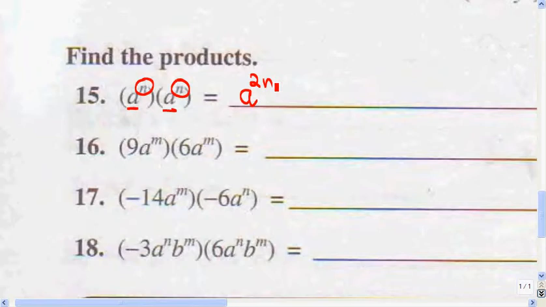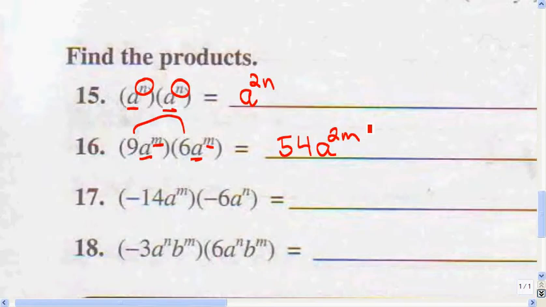Got it? Okay. Again, look at the signs. What's the signs? They're both positive, so our answer is positive. Then look at the numbers. What's 9 times 6? It's 54. Then you look at the variables. We got A's, right? So we're going to put an A. And then we look at the exponents. There's 2 m's, so you just write 2m. Okay.